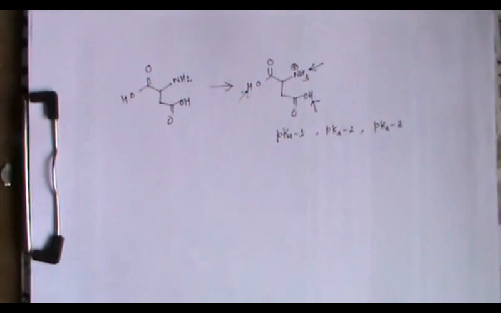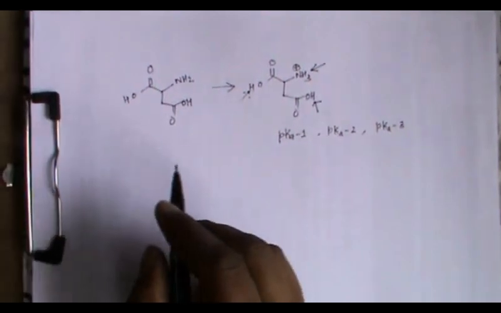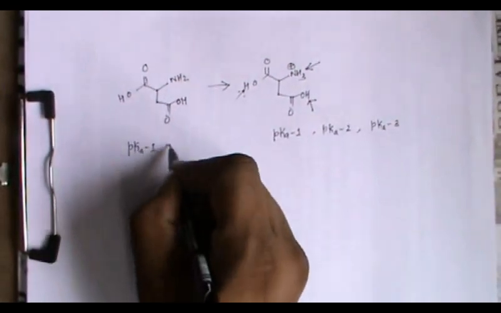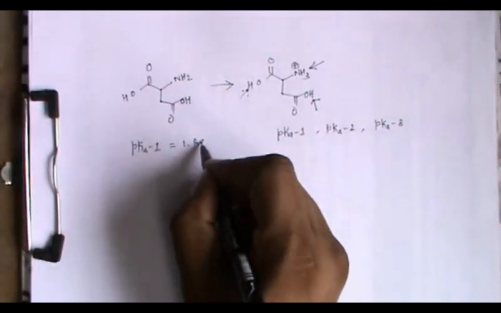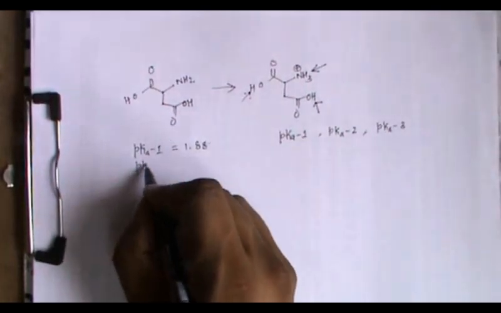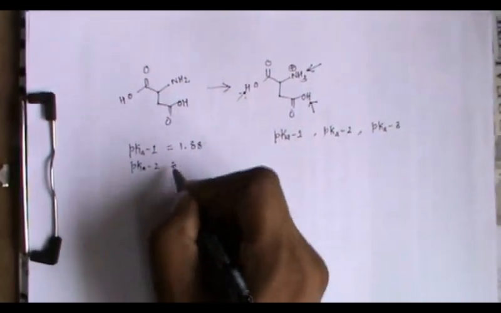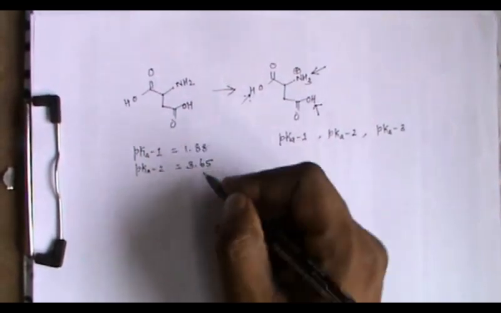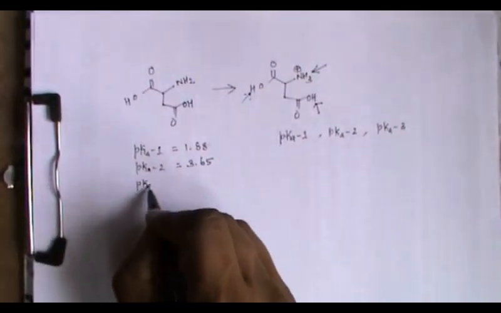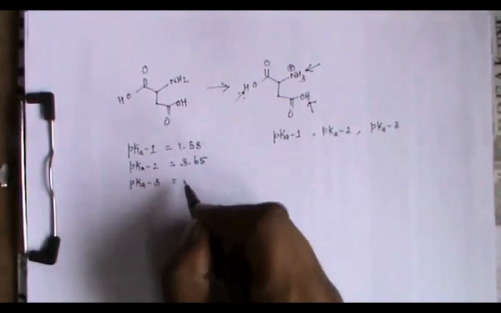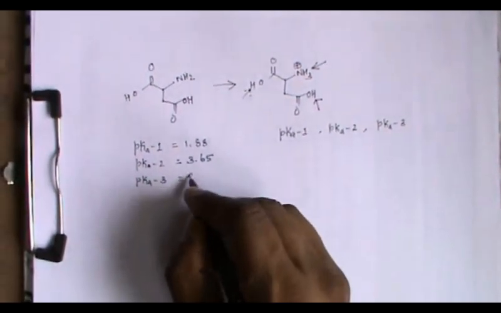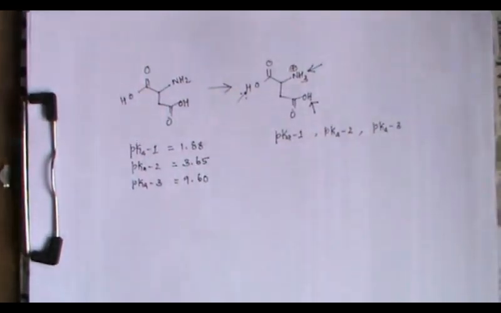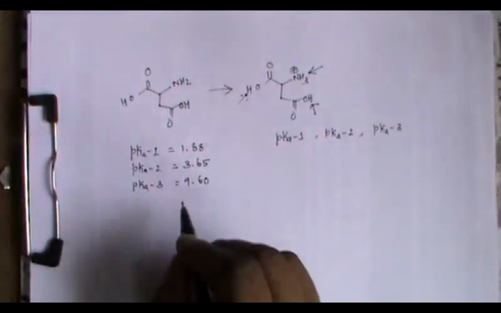It's very simple. For example, for aspartic acid, pKa1 is 1.88, pKa2 is 3.65, and the next one, pKa3, is 9.6. Now I have 3 pKa values. I need not bother about this one.